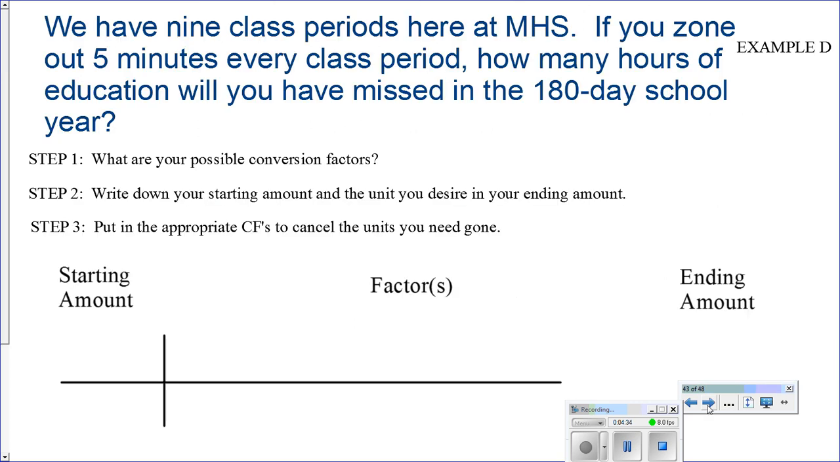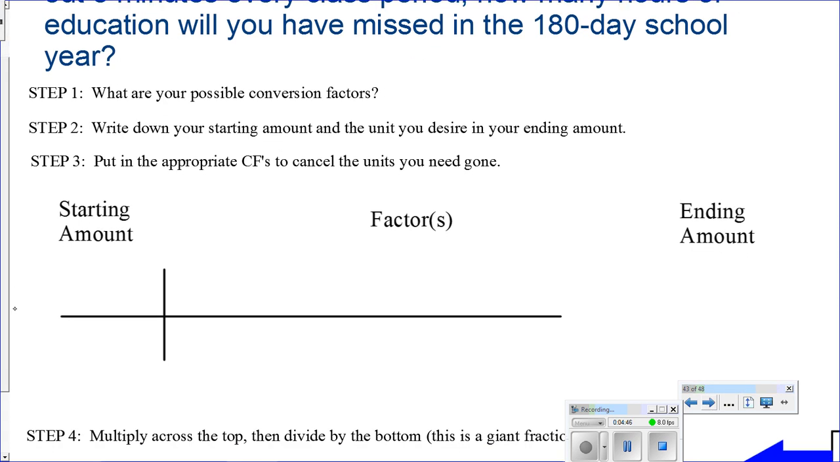Favorite funny little problem of mine: we have 9 class periods here at Marcellus High School. If you zone out 5 minutes of every class period, how many hours of education will you have missed in a 180-day school year? So we are going to be starting.